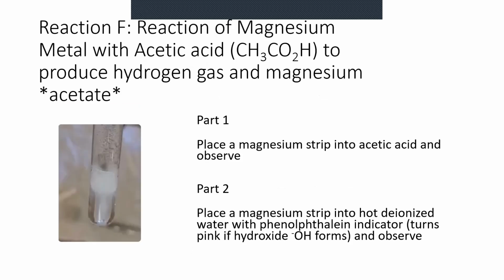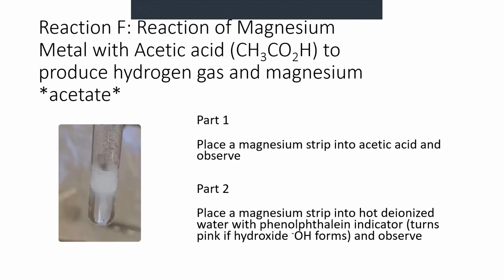For reaction F, we're going to react some magnesium metal in the form of a magnesium strip with acetic acid. And in the lab previously, we used hydrochloric acid. But since you are doing this experiment at home, instead of HCl, we're going to be using acetic acid, which is a weaker acid. It's still going to produce hydrogen gas, and instead of magnesium chloride, we're going to form magnesium acetate.